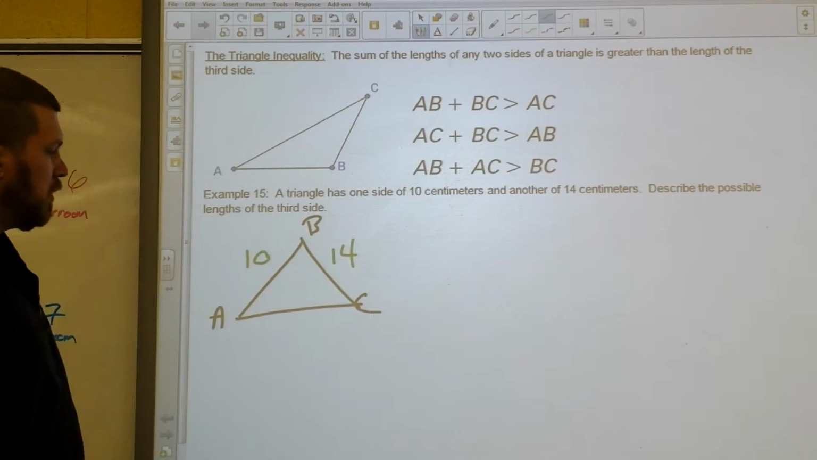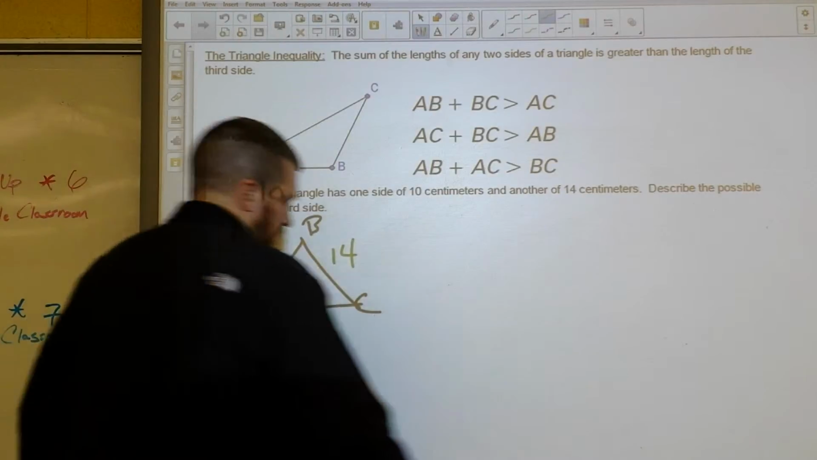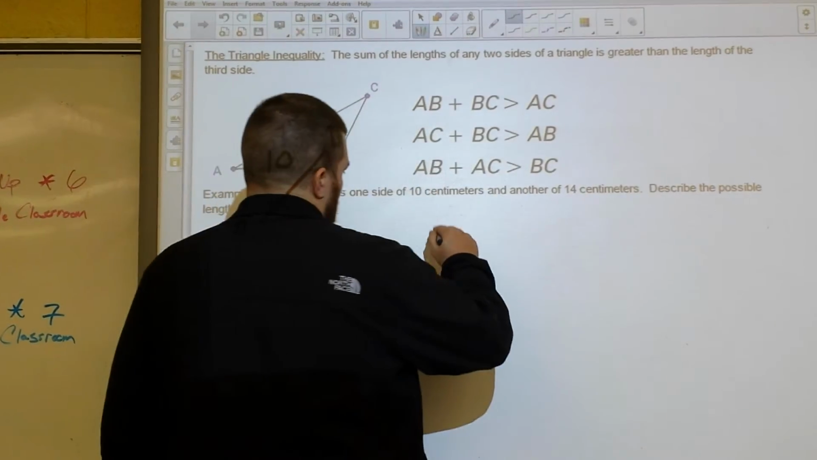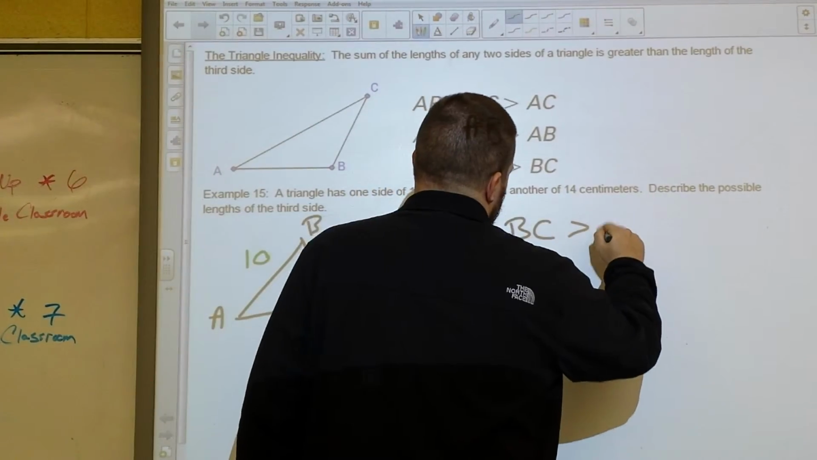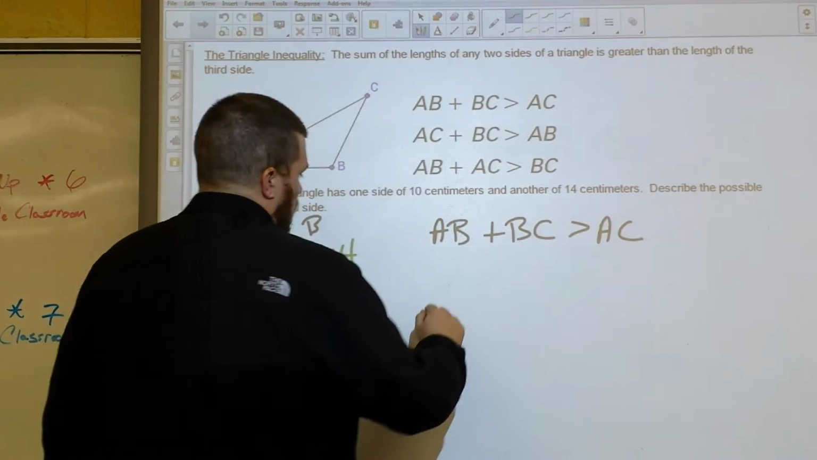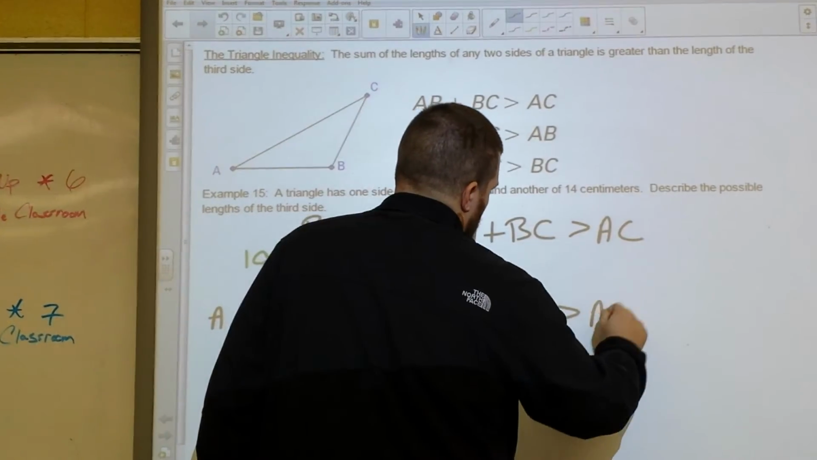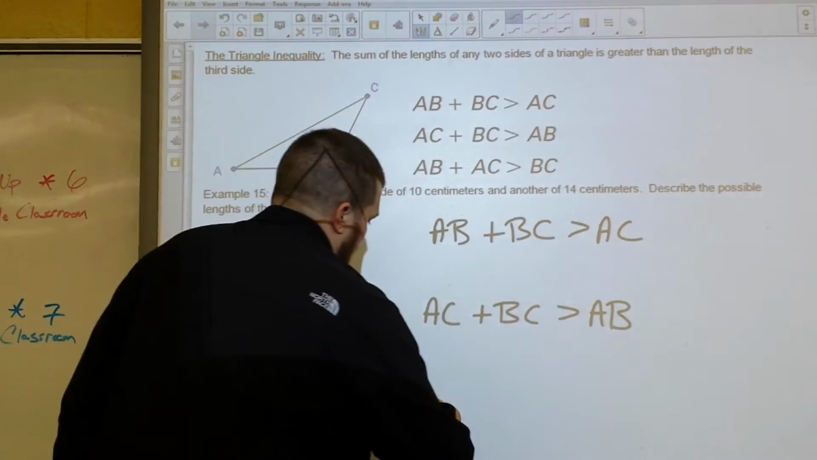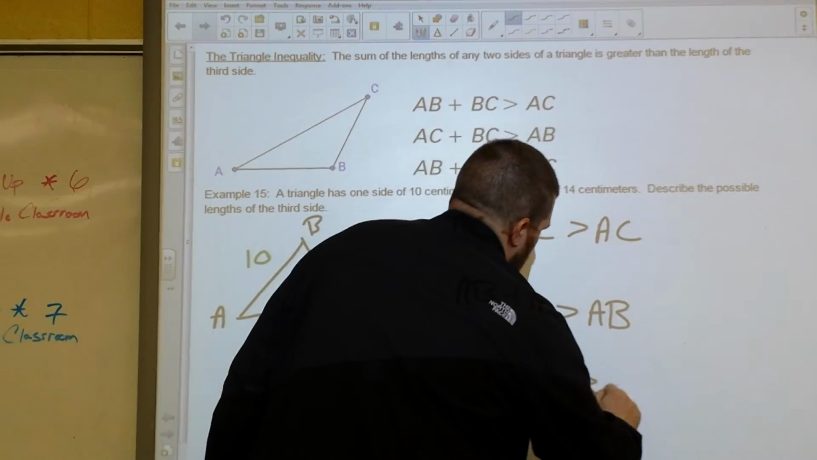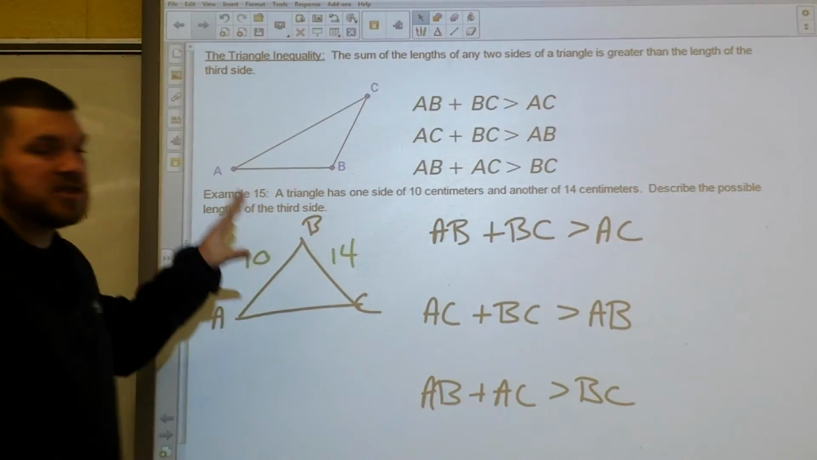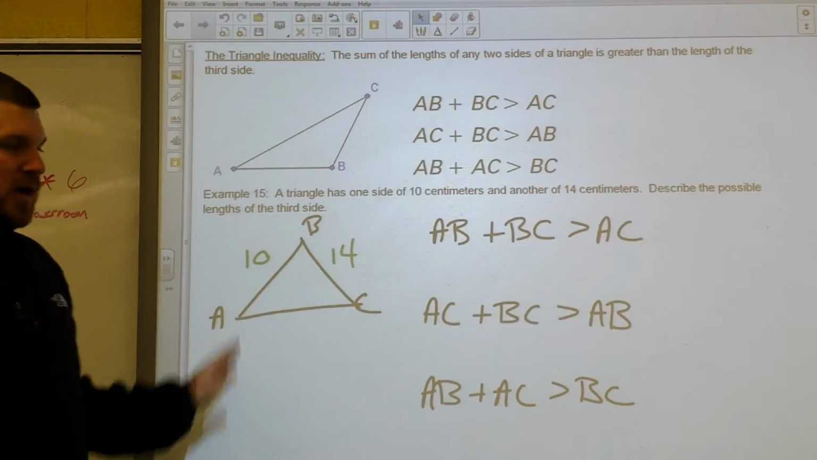All right, well, based on the triangle inequality, we have three rules. So we know that AB plus BC has to be bigger than AC. We know that AC plus BC has to be bigger than AB. And finally, we know that AB plus AC has to be bigger than BC. So all three of these have to be true since this is a triangle. If even one of these fails, then you do not have a triangle.